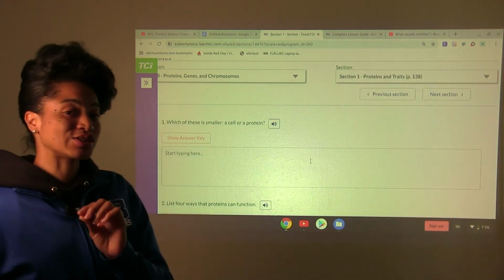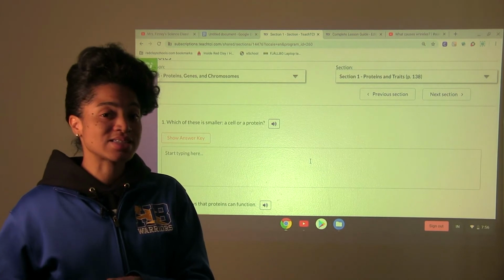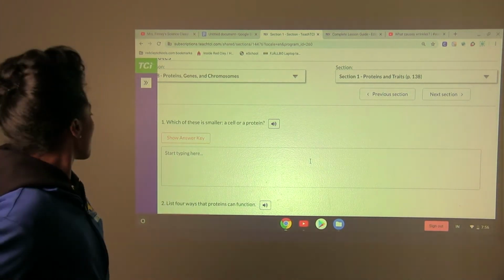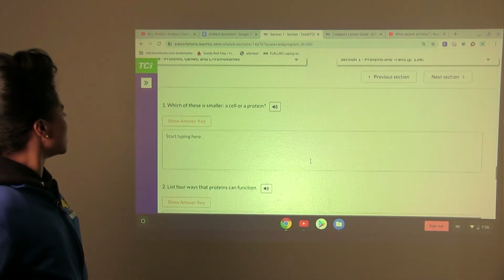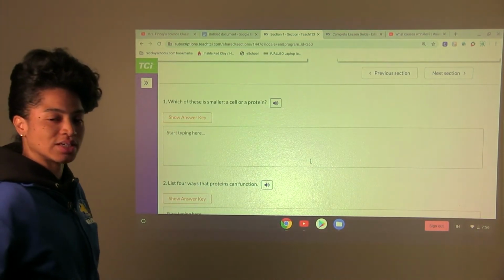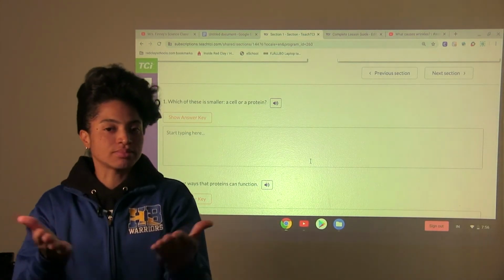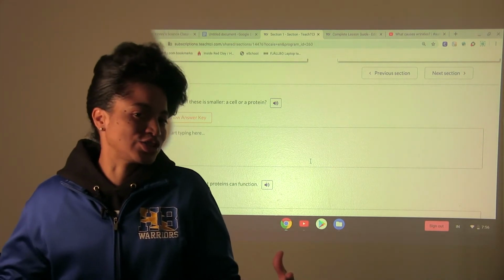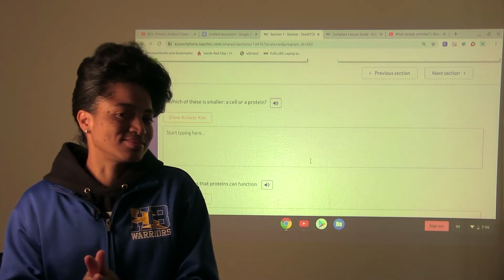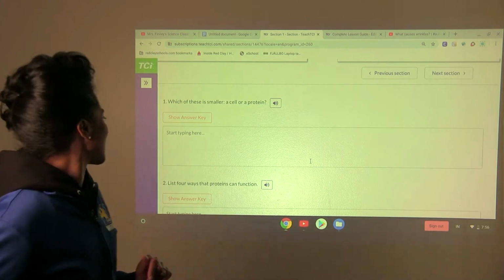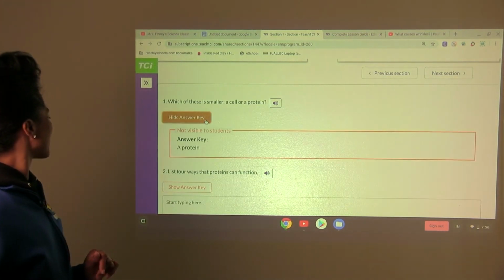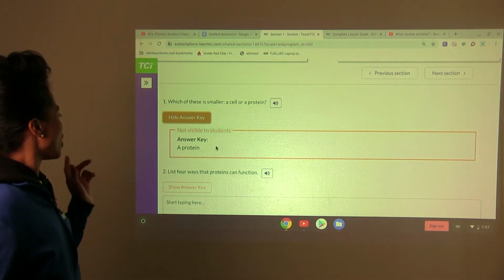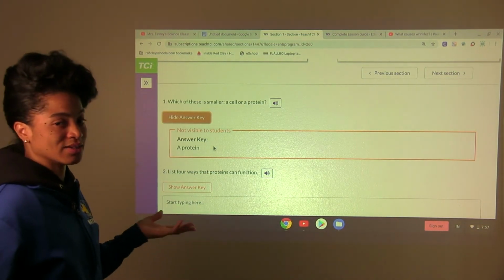Make sure you answer these 5 questions inside of Lesson 8, Section 1 in your TCI program. First question, which of these is smaller, a cell or a protein? Restate the question, please. A protein. In a complete sentence, which of these is smaller? A protein is smaller than a cell.